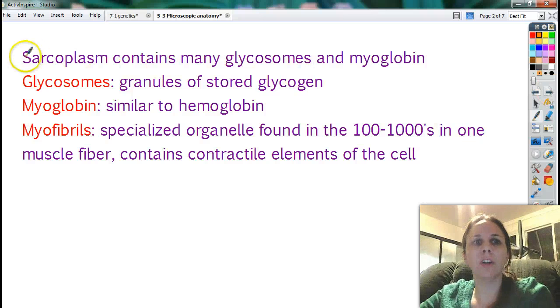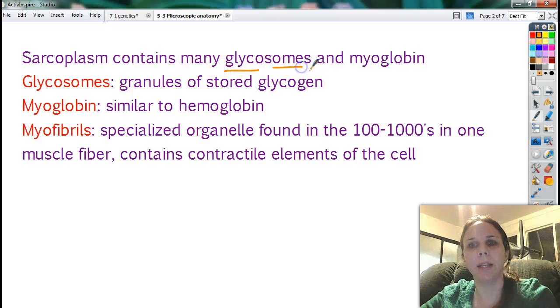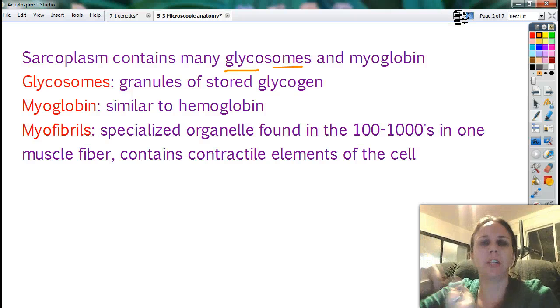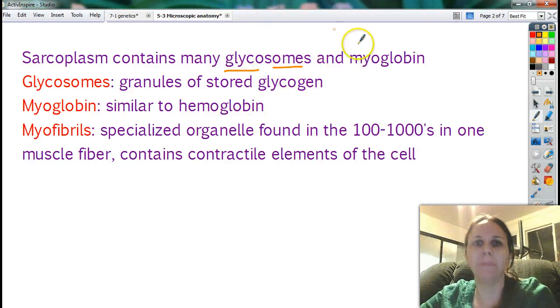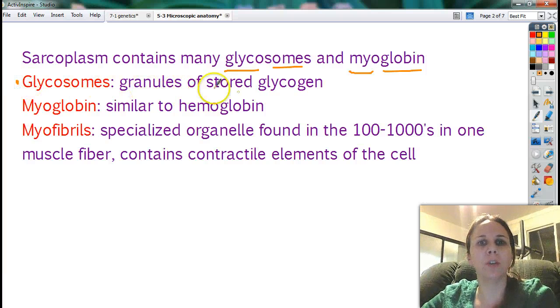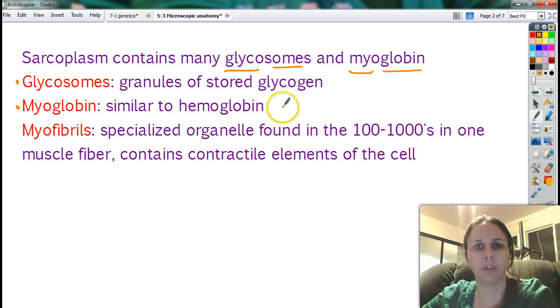Now, the sarcoplasm, cytoplasm, contains many glycosomes. That means glucose bodies. Basically, they're just big old packets of sugar, like the little bags you put in your tea, because your muscles need lots of sugar to break down and make ATP. Also, lots of myoglobin. Myoglobin is just myo, muscle, globin like hemoglobin. It carries oxygen. So glycosomes, granules of stored glycogen, like little packets of sugar, and myoglobin, which is like hemoglobin, but it's found only in your muscles, and it just holds on to oxygen a little extra longer.